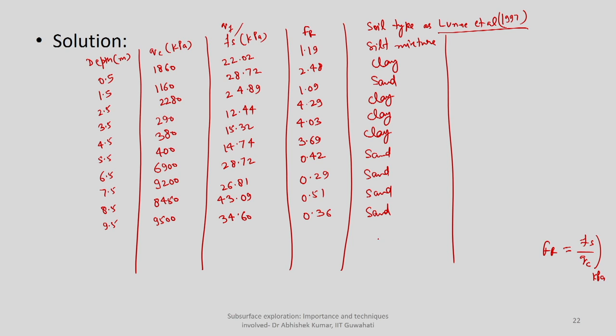So, this is one part of the question where you have to identify what kind of soil is available at different depths, and then plot these values of FR versus QC. So, this is depth versus QC value, then depth versus FS value, and depth versus FR value. You can actually draw these using maybe even an Excel sheet. That will complete your second part of the work, whatever is asked here.